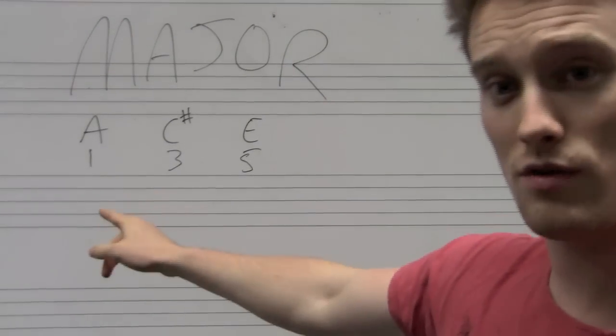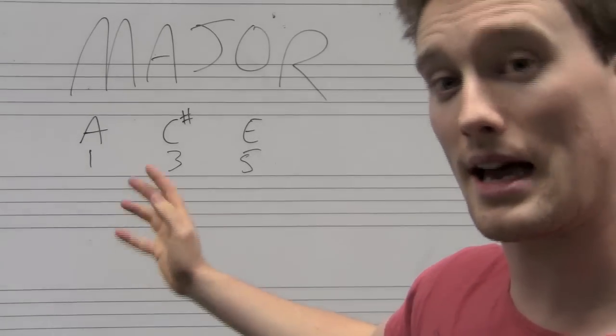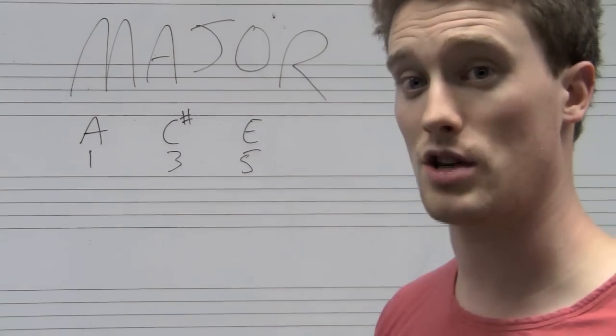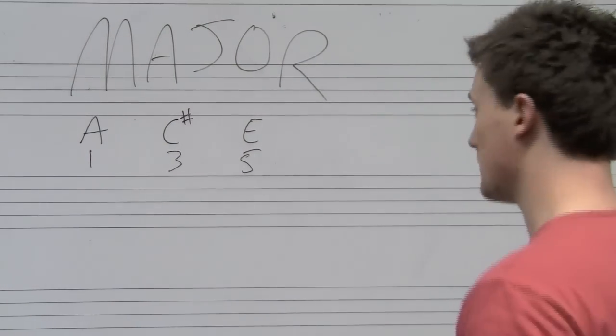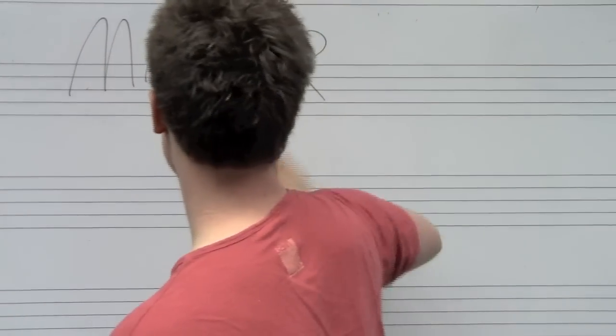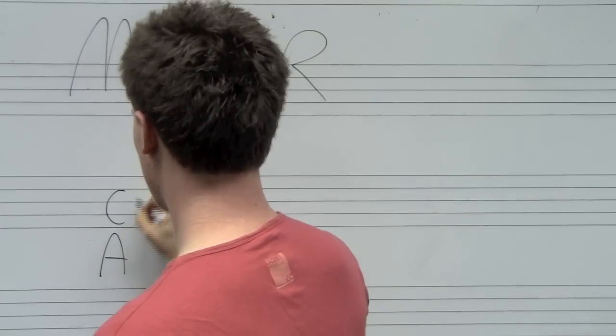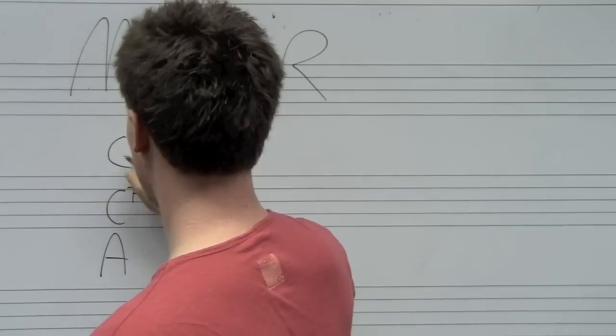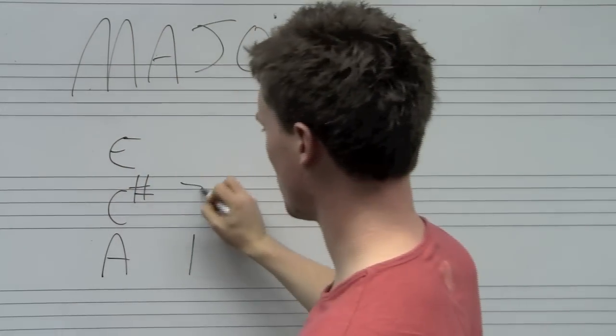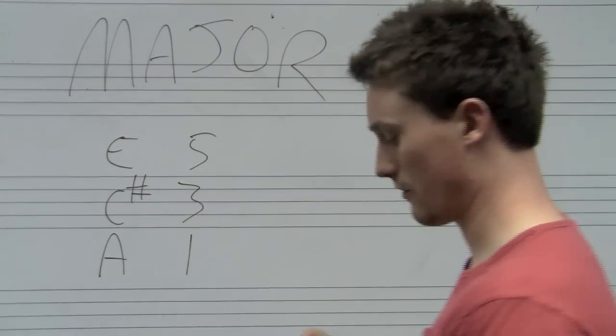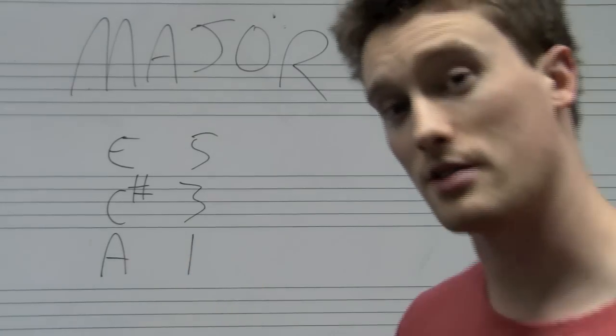Done. So those right there are the notes in the A major triad, yeah? A, C sharp, and E. Let's turn it vertically. The 1, the 3, and the 5. Done. So it's just that simple.